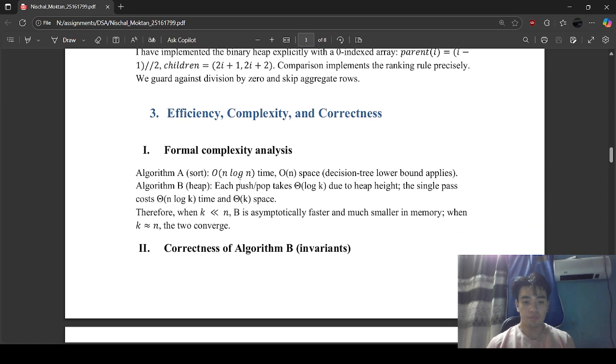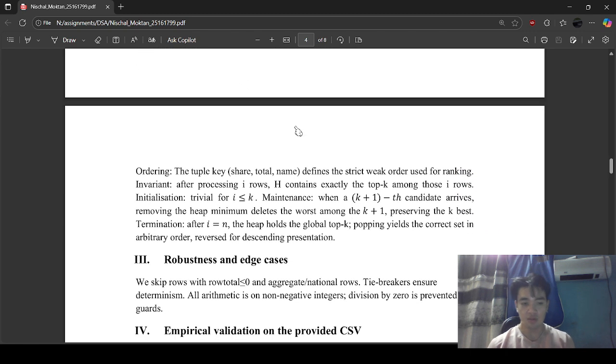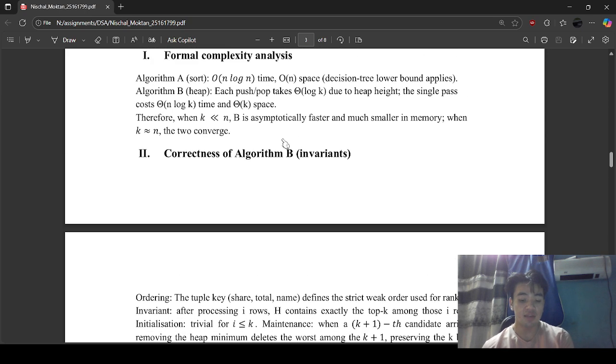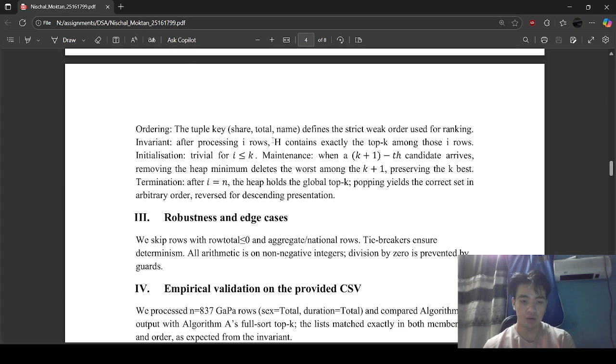The correctness of the algorithm, which I have yet to discuss, rests on a simple invariant. Invariant: after processing the first i rows, the heap contains exactly the top k among those i rows. For i less than or equal to k, every item is in the heap.